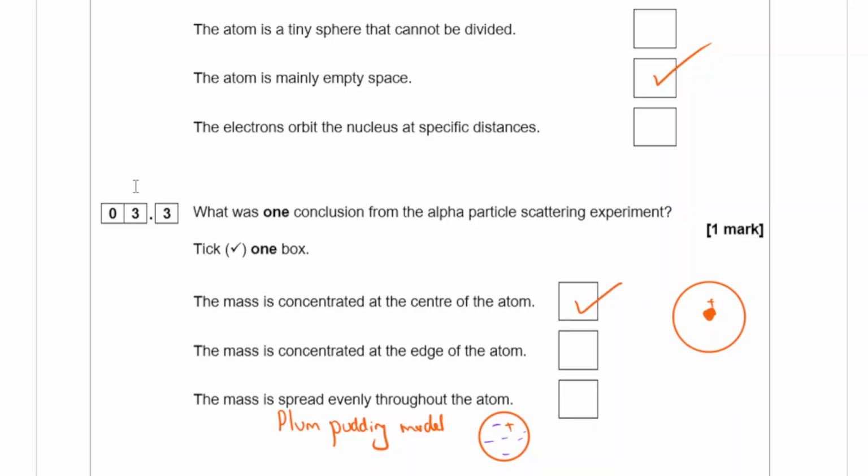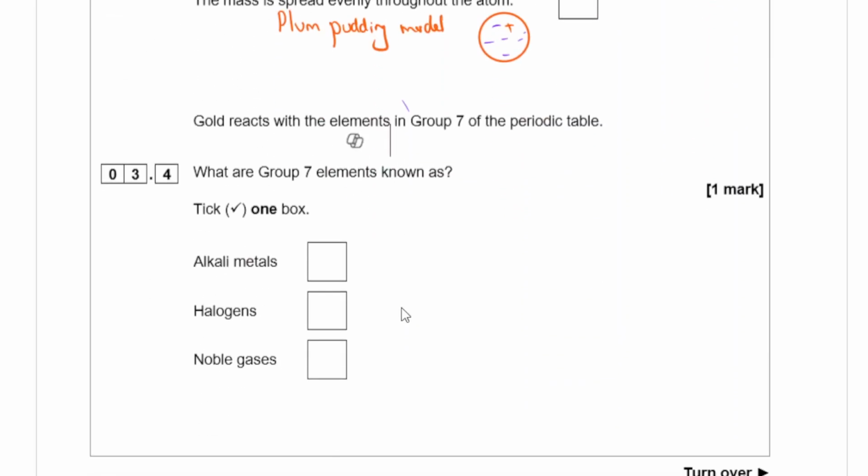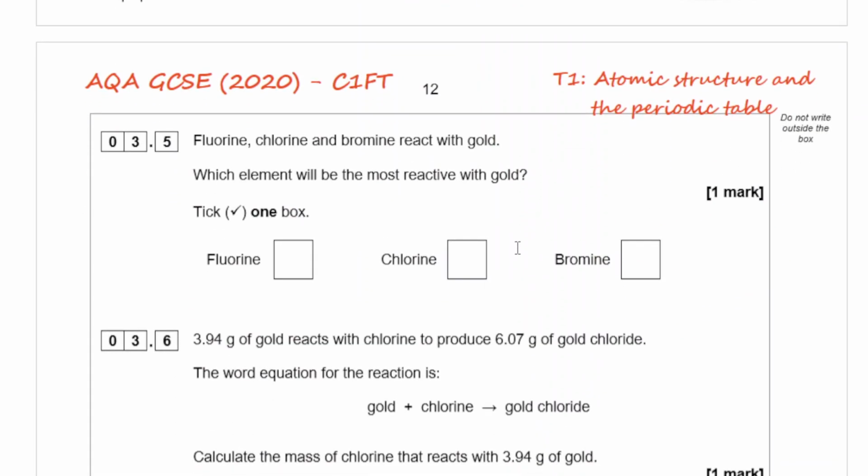So gold reacts with the elements in group 7 of the periodic table. What are group 7 elements known as? These are halogens. Alkali metals are group 1 metals. Noble gases are group 0 or 8. Fluorine, chlorine, and bromine react with gold.